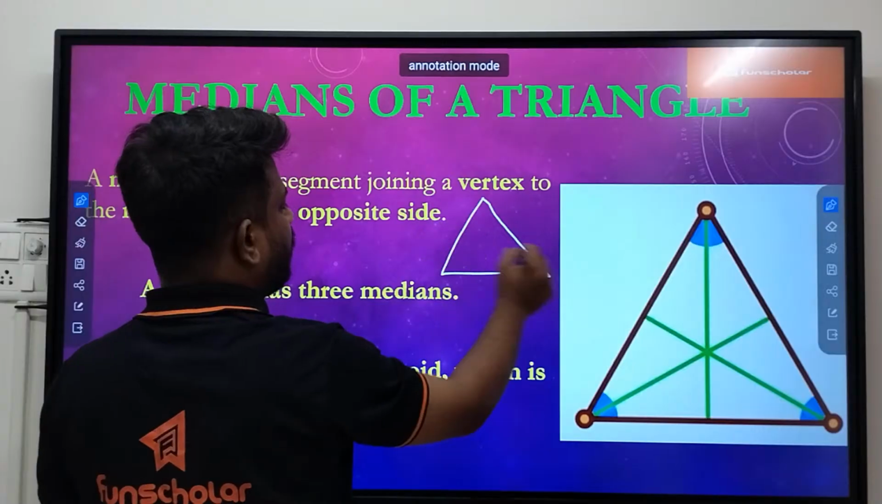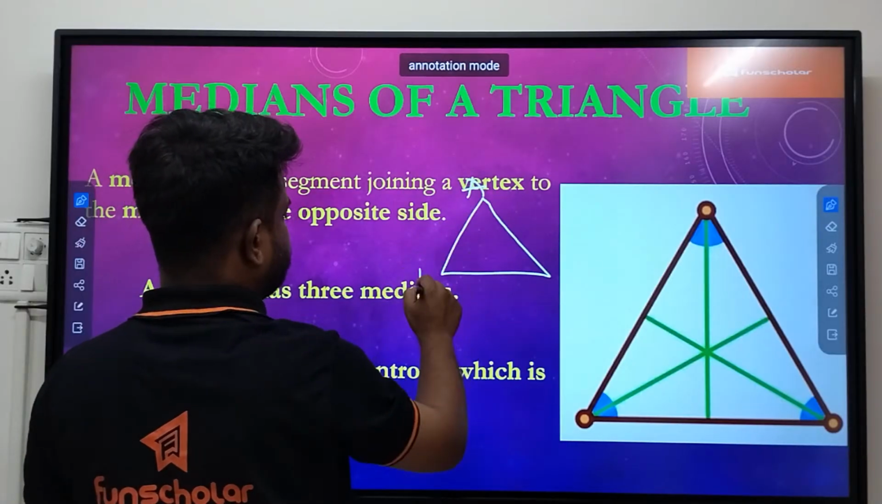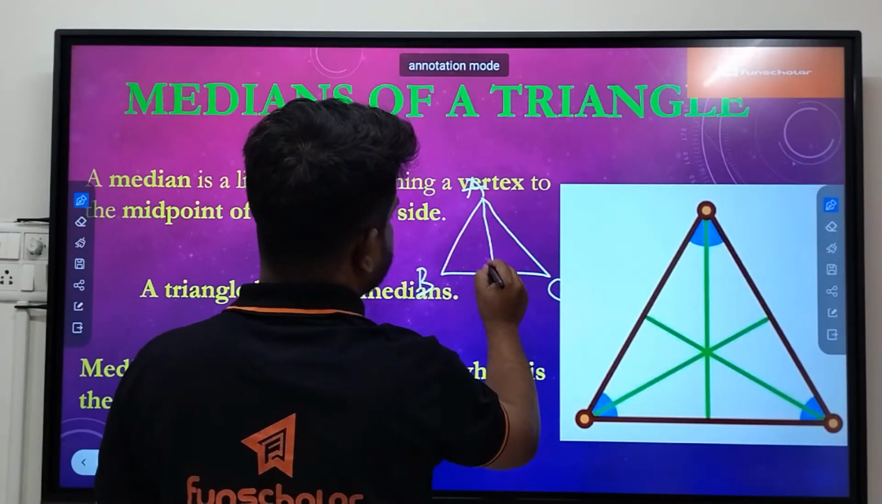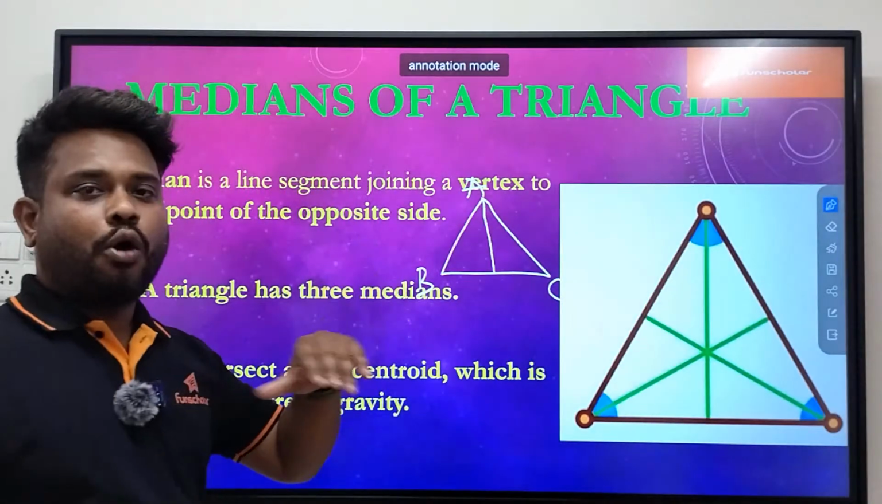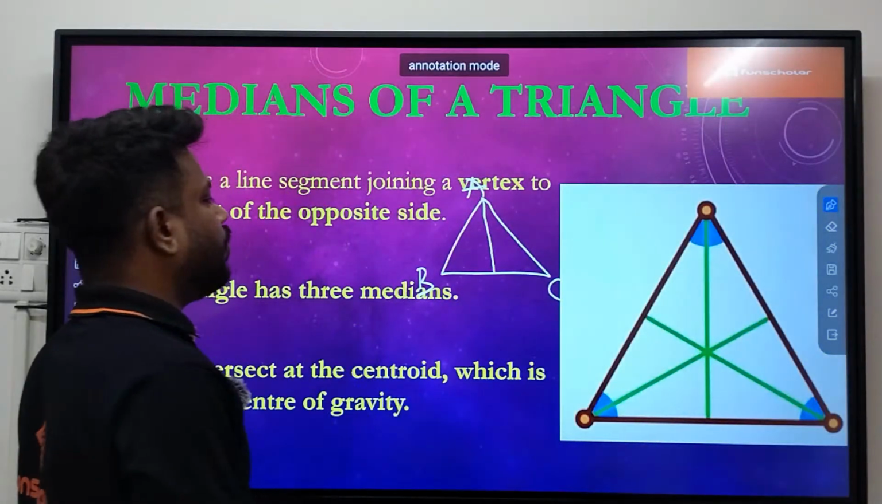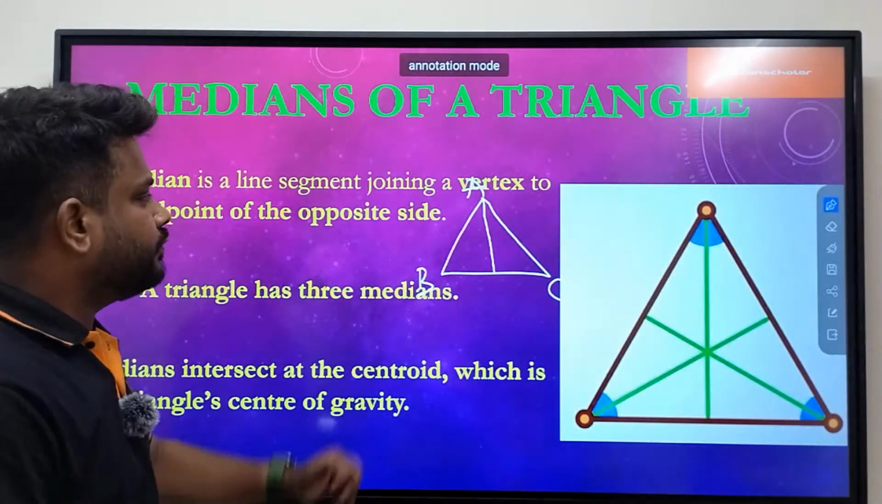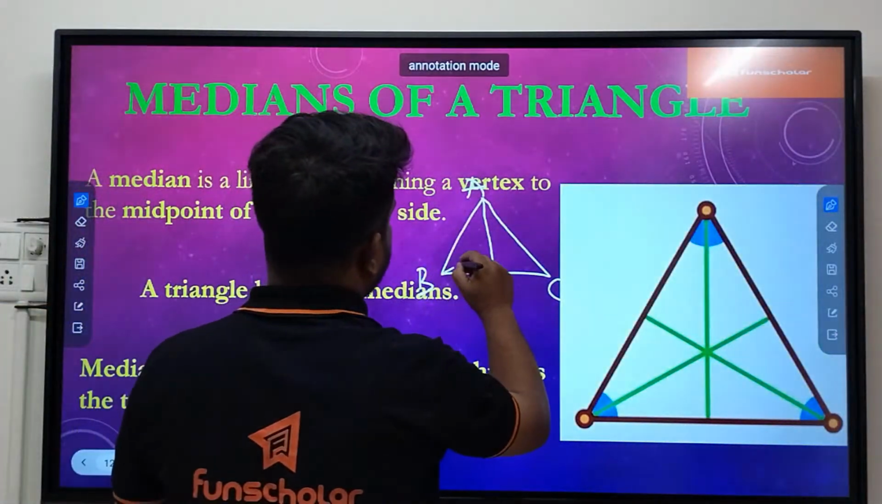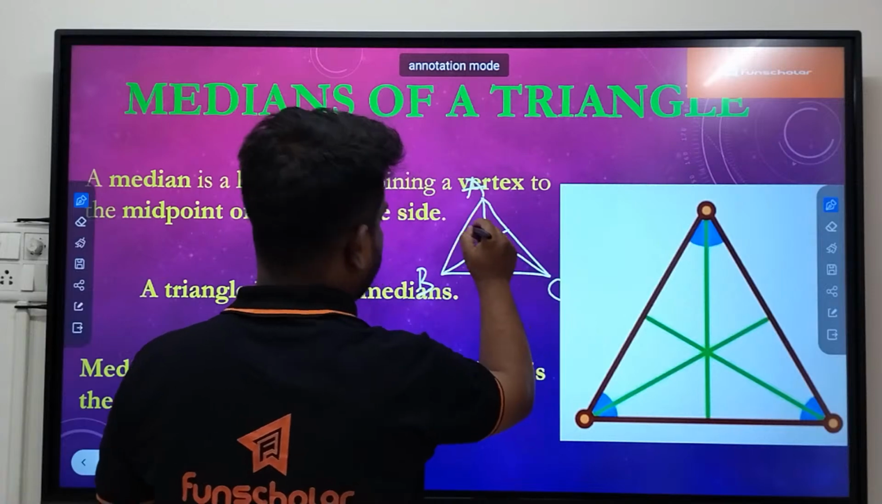So these three all will be the vertices of this triangle. And talking about the median, a line starting from the vertex and ending at the midpoint of the opposite side is called the median of that triangle. And there are three medians in a triangle, obviously.